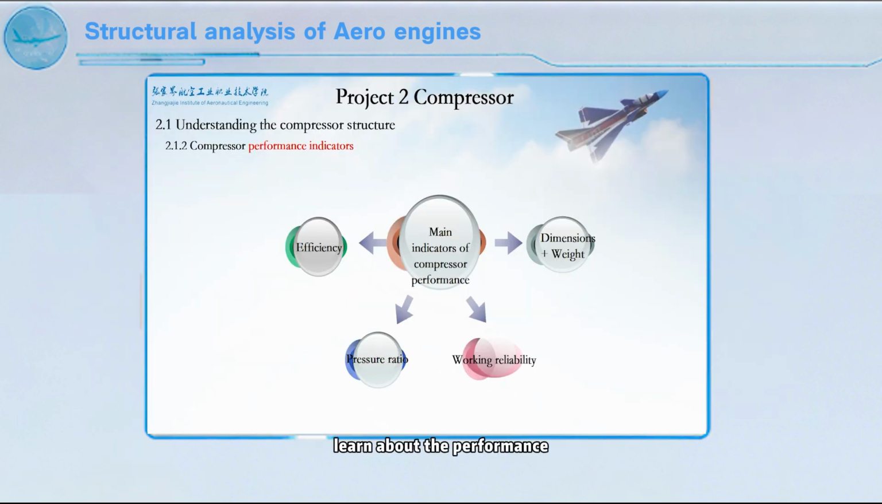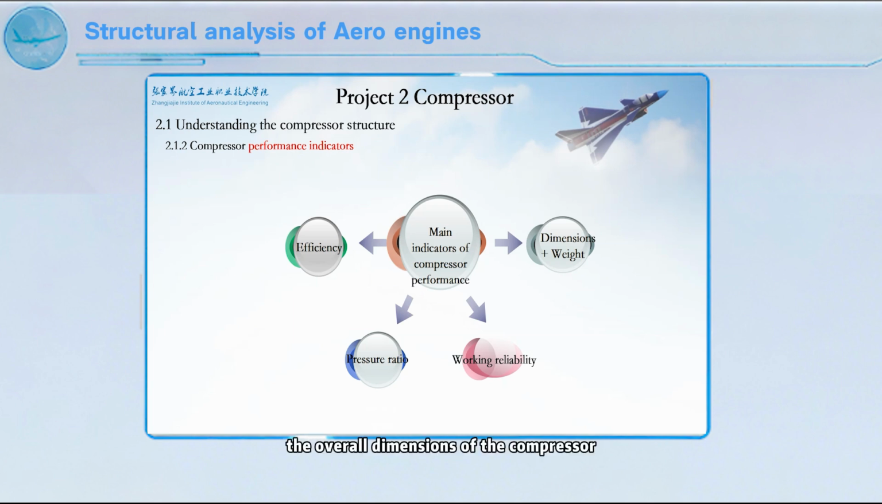Next, let's learn about the performance indicators of the compressor. The main indicators of compressor performance include compression ratio, efficiency, overall dimensions and weight, and working reliability. We have already learned about the compression ratio of the compressor. It refers to the ratio of the total pressure at the compressor outlet to the total pressure at the compressor inlet. The efficiency of the compressor refers to the ratio of the actual work of the compressor to the ideal work. The larger the ratio, the higher the efficiency of the compressor.